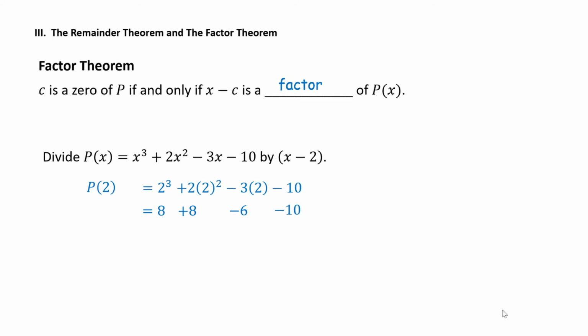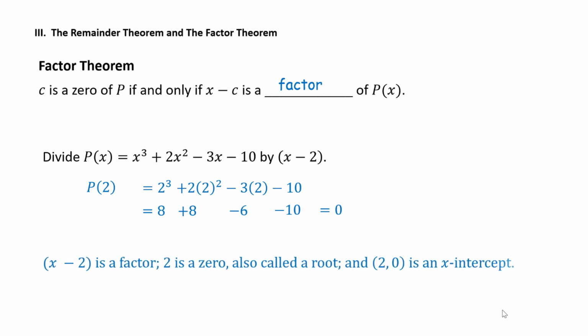Let's perform that arithmetic. 8 plus 8 is 16. 16 minus 6 is 10. And 10 minus 10 gives us 0. Let's get some terms straight. x minus 2 is called a factor. 2 is a zero. It is also called a root. And the ordered pair (2, 0) is an x-intercept.